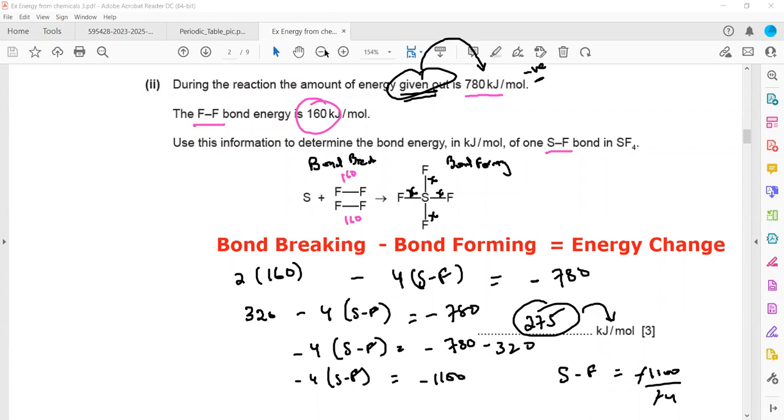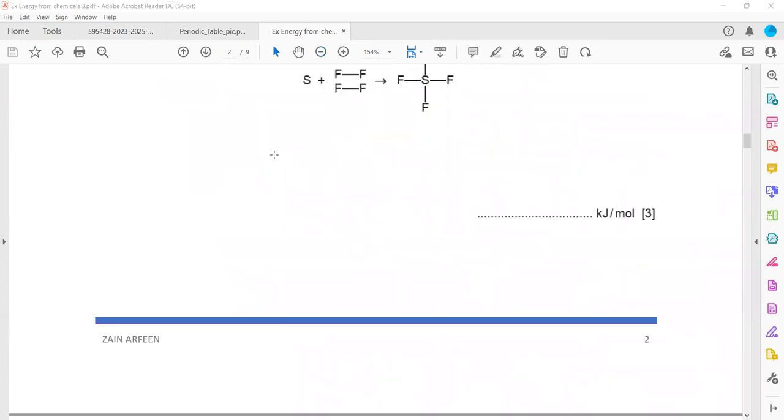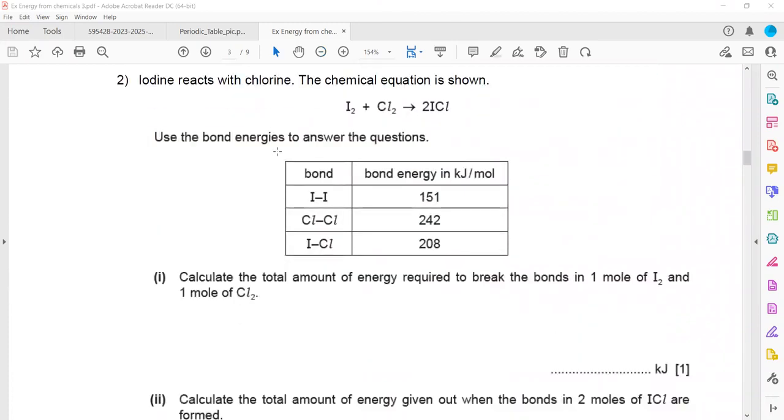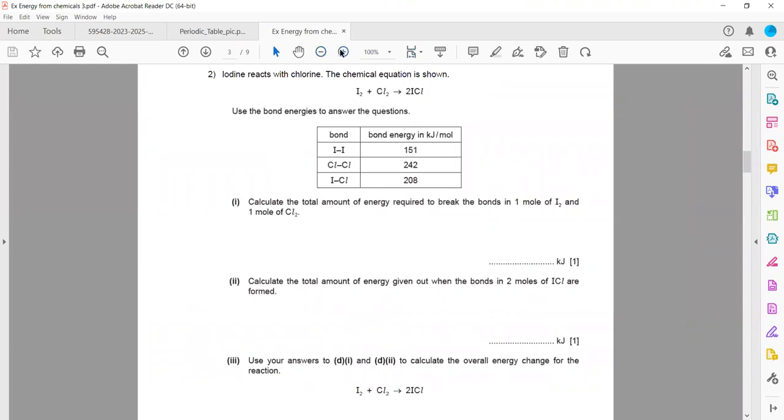So why was it 2 into 160? Because this is one S-F bond, 160 is there. This is another, one S-F bond, 160, another S-F bond, 160. And for sulfur, there is no bond, it's just a sulfur atom, that's why it was 0. So the bond breaking energy minus the bond forming energy is equal to the energy change.